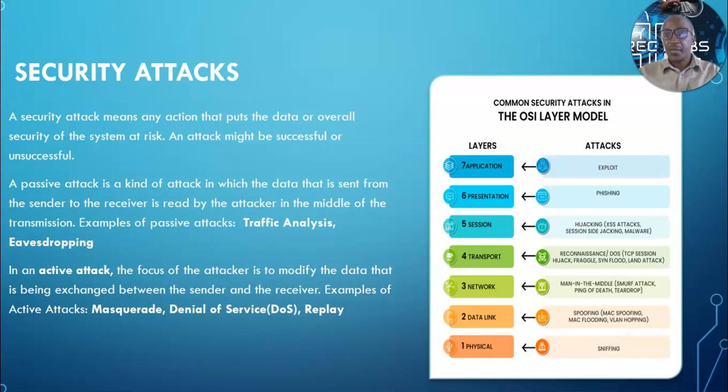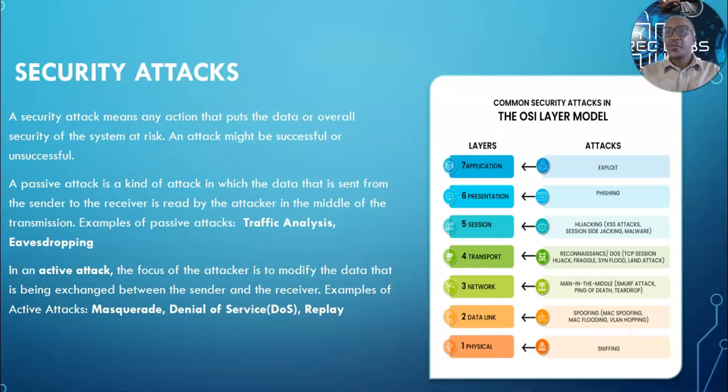The other type of attack is the active attacks. These are attacks that involve change of data between the sender and receiver. Some examples of active attacks are masquerading, where someone is pretending to be someone else, and others like DoS and replay, where someone is modifying data and transmitting it.